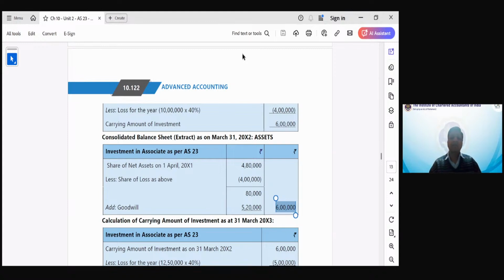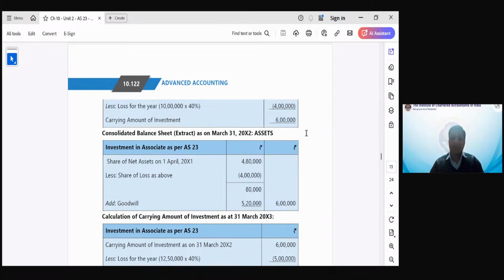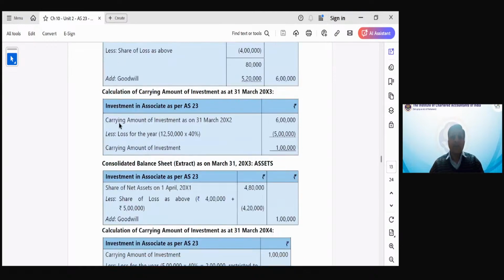Correct? Okay, now, in the same manner, like we did our calculation in the first year, we'll do the same calculation. So now, cost of investment with which we start our second year is 6 lakhs, from which this loss of 5 lakh has to be reduced. So at the end of second year, cost of investment should be 1 lakh. Okay, it should be reduced to 1 lakh.